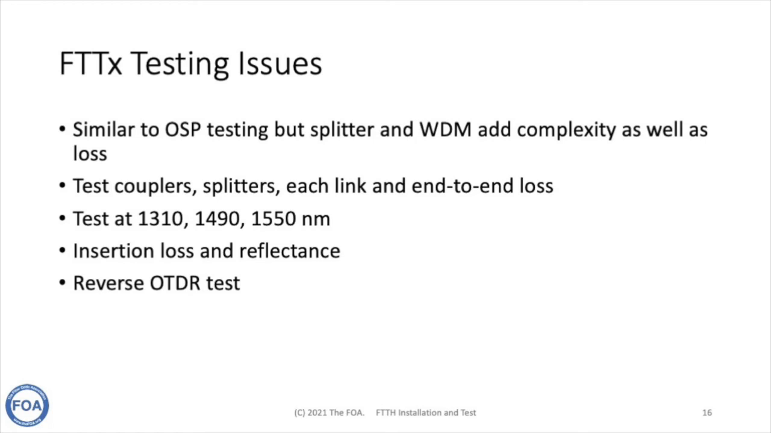Reflectance is important because these are short networks typically, and reflectance can cause more problems in short networks because of the fact that the reflected light is not attenuated over long lengths as it is in long-distance networks. So reflectance is a bigger issue.